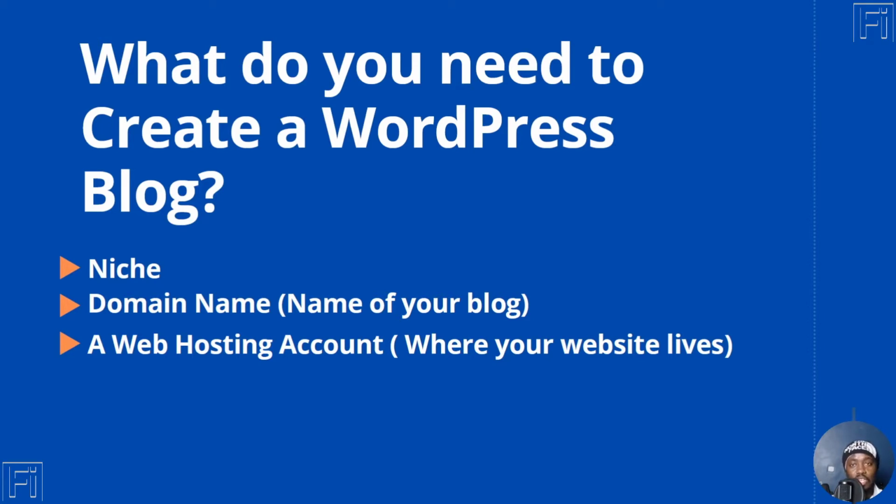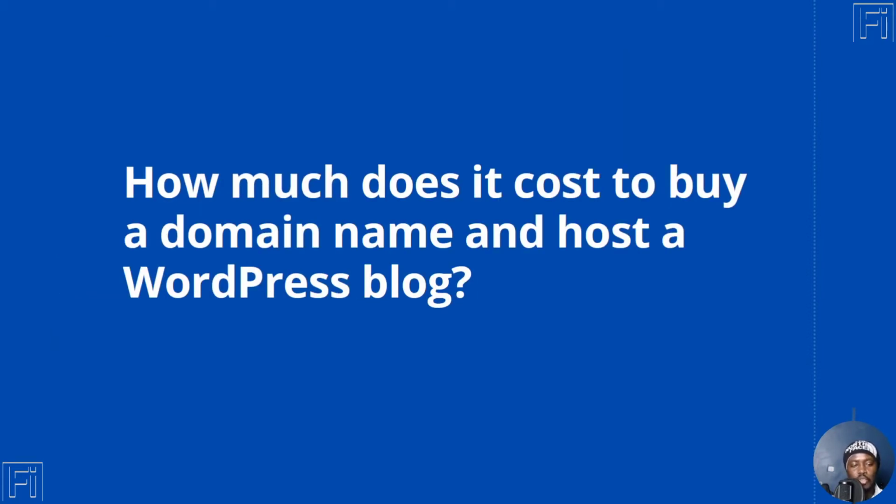The second thing you need is a domain name, and a domain name is the name of your blog. For example, I have a blog, freelancerinsights.com. That is the name of my blog. And then the final ingredient is a web hosting account, and this is where your website is going to live. So those are the three things that you need. Next up, how much does it cost to buy a domain name and host a WordPress blog?